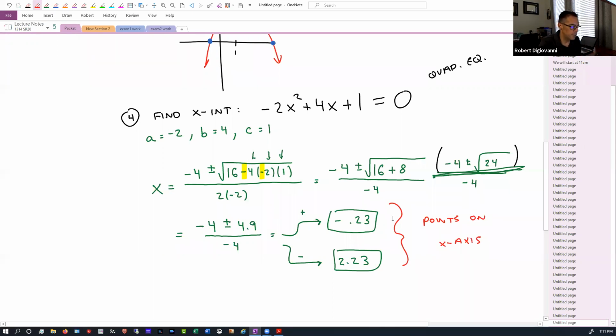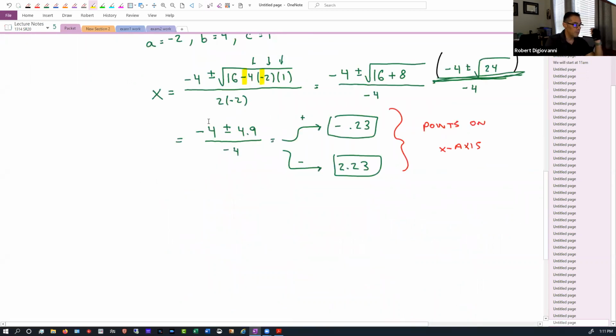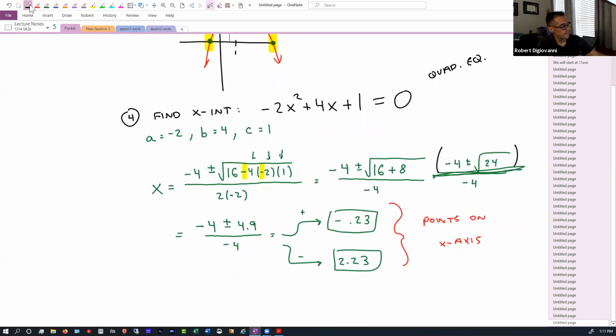So remember this picture up here that we had? We just found where those 2 blue points are. We just figured out where they are exactly. And we also know where the vertex is. So we've got a lot of this graph, don't we? We have the vertex and 2 of those points. There's one more piece of information that we want.